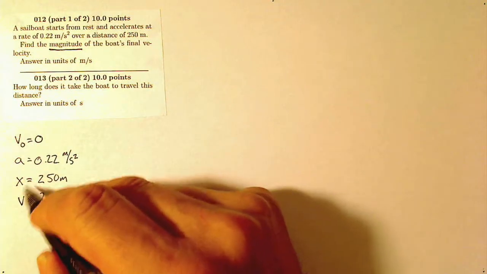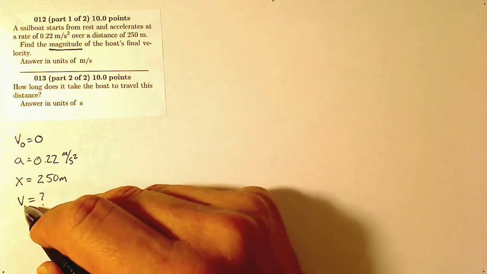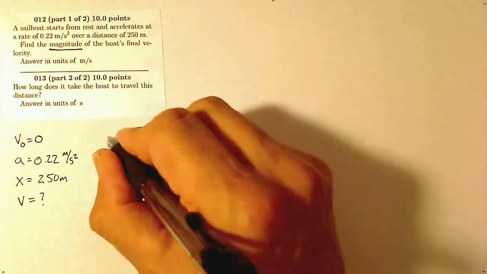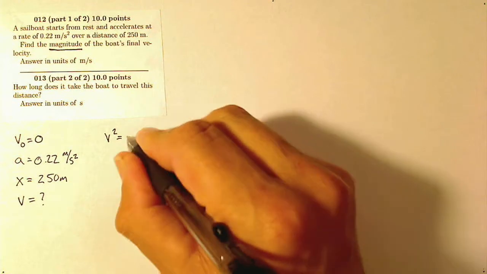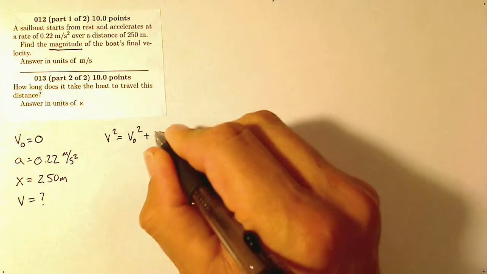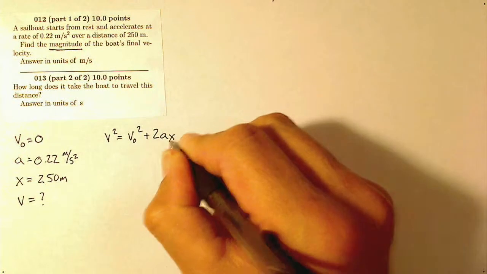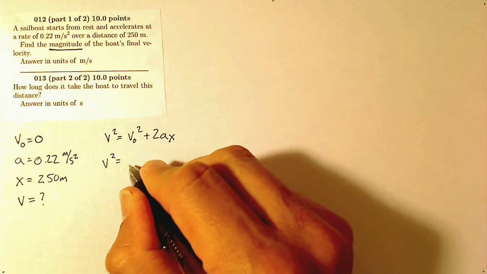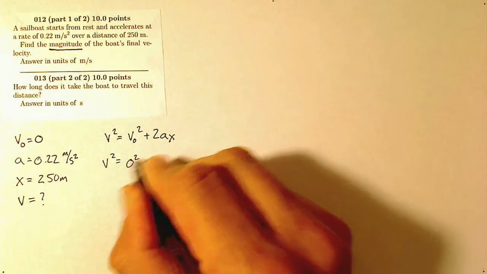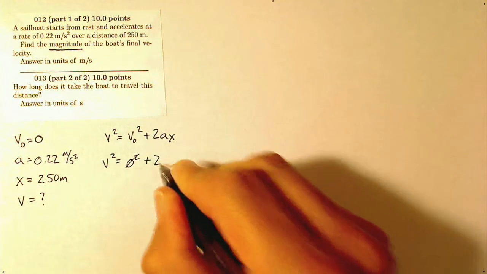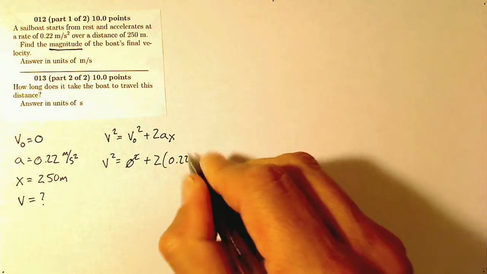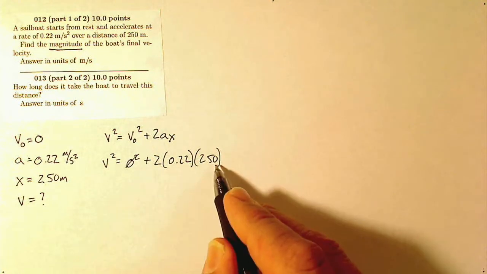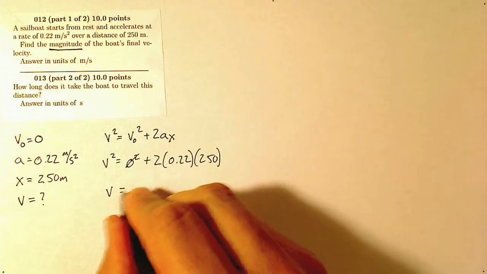So that's what I'm looking for. Now I'm going to find the equation that does not have time, because I don't know about time and I don't care about time. So the equation I'm going to use is v squared equals v0 squared plus 2ax. So my final velocity squared is my initial velocity squared, which is 0 squared, well that's easy, plus twice my acceleration, 0.22, times my displacement of 250. So when I multiply these together and square root it, I will get myself a final velocity.